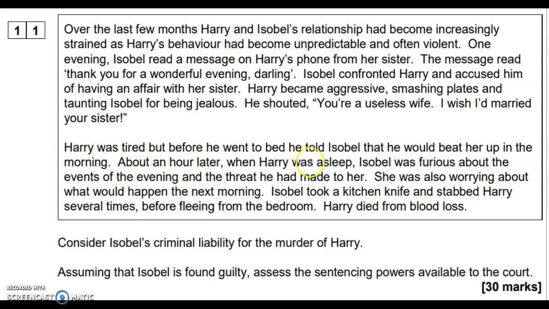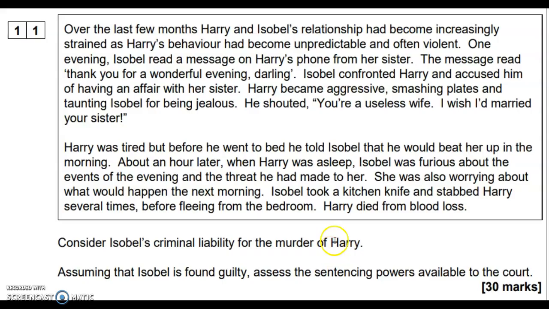About an hour later, when Harry was asleep, Isabel was furious about the events of the evening and the threat that had been made. She was also worrying about what would happen. She took a kitchen knife, stabbed Harry several times, and Harry has died from blood loss. Goodness, so a lot happening there.